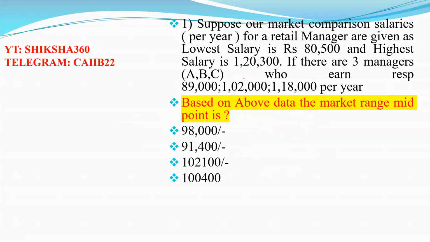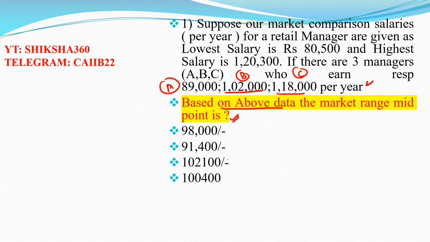What the case says is that, suppose our market comparison salaries per year for a retail manager are given as the lowest salary 80,500, and the highest salary 1,20,300. And one more piece of information they have given: there are three managers, A, B, C. A earns 89,000, B earns 1,02,000, and C earns 1,18,000 per year.